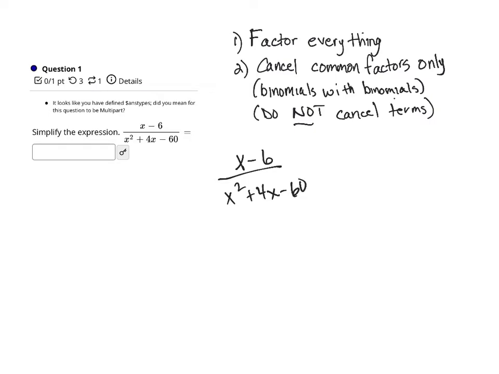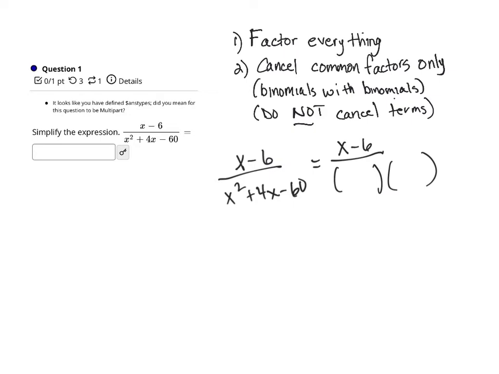What this means, you can't cancel the 6 with the 60, the x with the x. You can't do that. It has to all go together. On the top is a binomial, on the bottom is a trinomial, so there's no way you could cancel that. But if we factor the bottom, so the top is x minus 6, we can't factor it. But if we factor the denominator, notice we're going to factor like we did in problems 7:13 through 20.